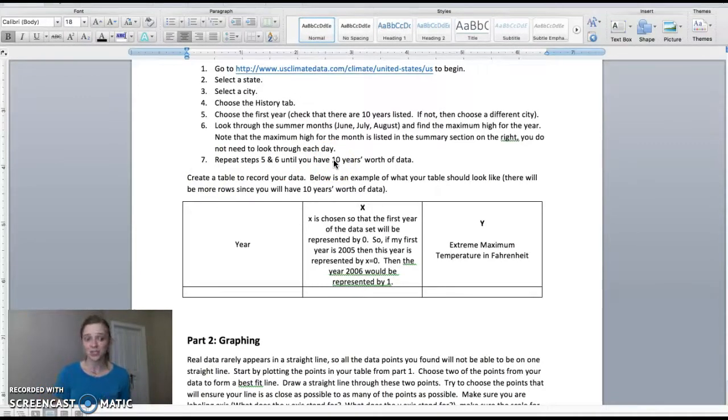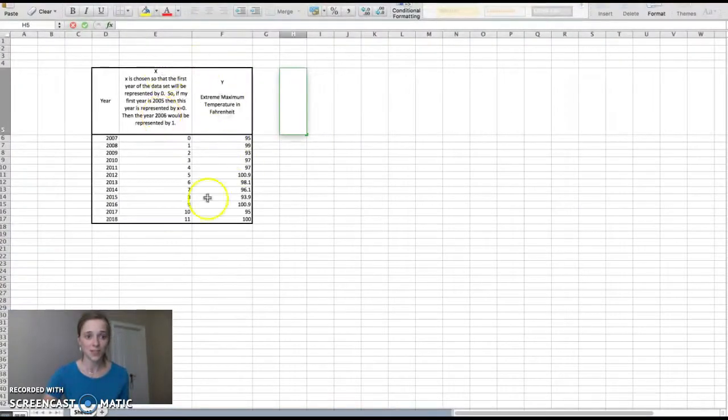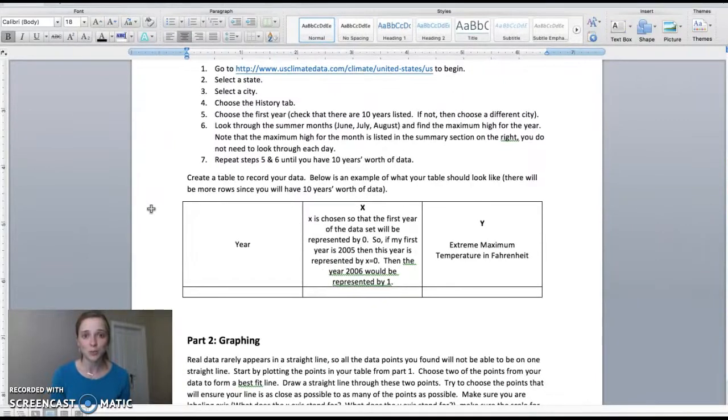So if we go back to the Word document, we can see that you're going to need to upload this. So make sure that after you create your table, so again, mine looks like this, you're going to want to save it so that you can upload it in Blackboard. And I can show you what that looks like.